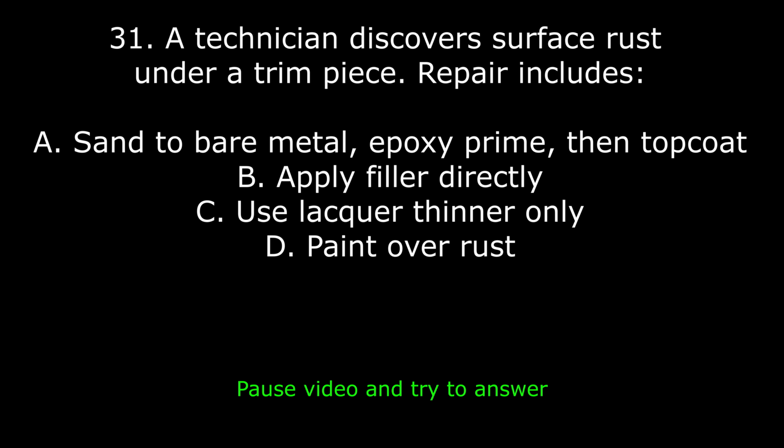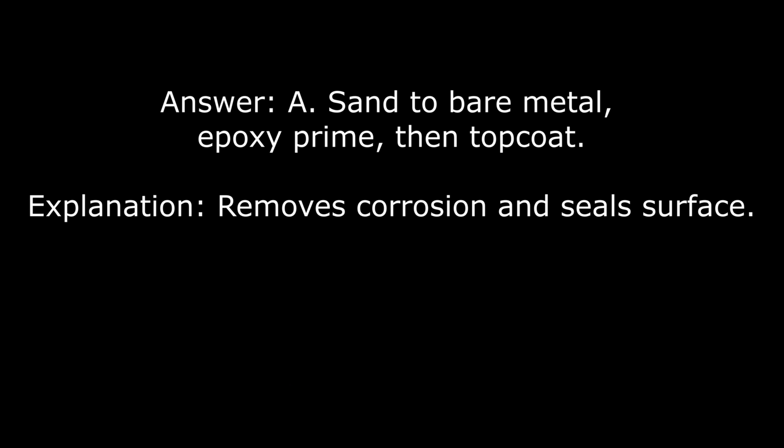31. A technician discovers surface rust under a trim piece. Repair includes A. Sand to bare metal, epoxy prime, then top coat. B. Apply filler directly. C. Use lacquer thinner only. D. Paint over rust. Answer: A. Sand to bare metal, epoxy prime, then top coat. Explanation: removes corrosion and seals surface.